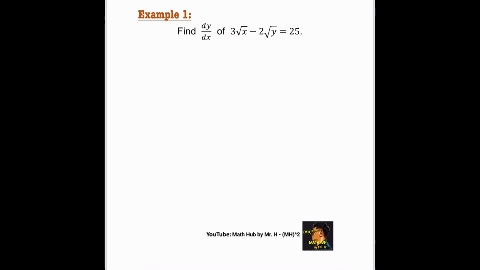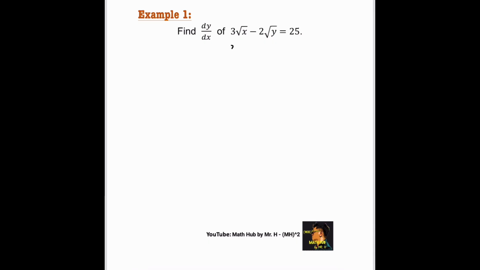Example 1. Find the derivative or dy over dx of 3 square root of x minus 2 square root of y equals 25. So like what I mentioned earlier, finding the derivative of a function using implicit differentiation is the same process on how you find the derivative of the other functions. So you will be applying the same rules. However, here, the x and y variables are mixed together.